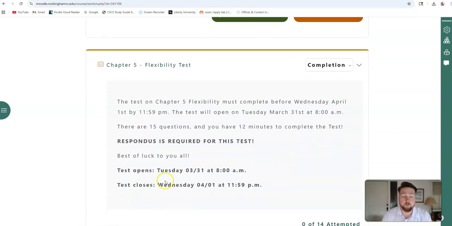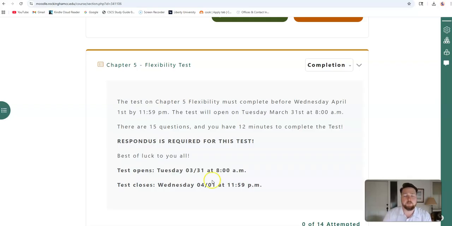Your test is going to be due on Wednesday, April 1st, April Fool's Day, and it'll open up the day before, Tuesday the 31st. So you have some time between now and the 31st or the first to complete the test.